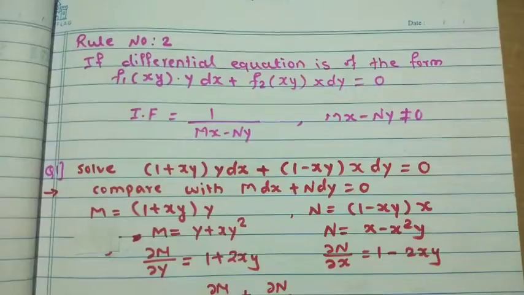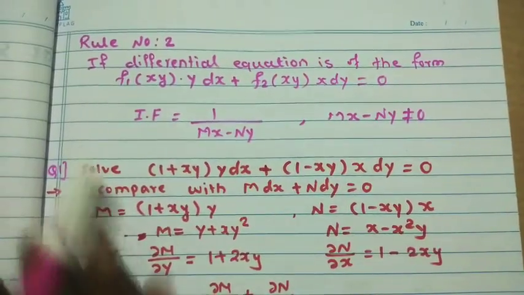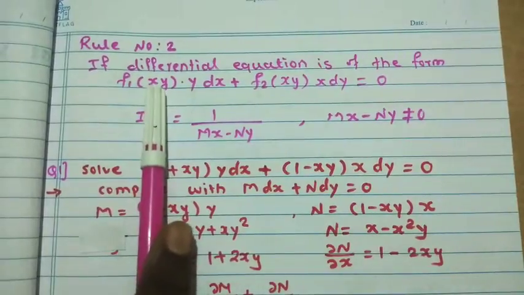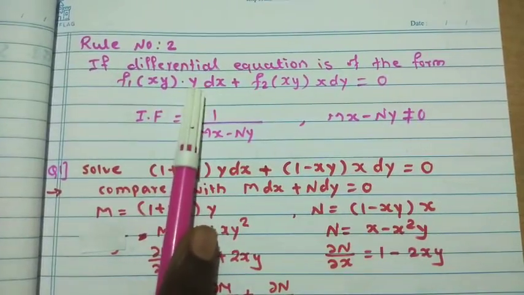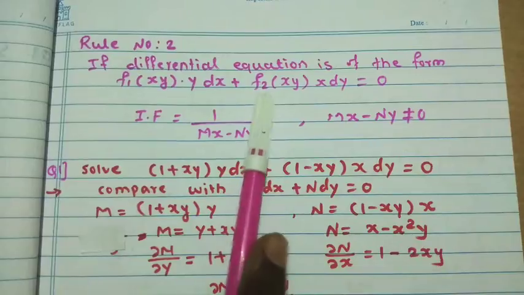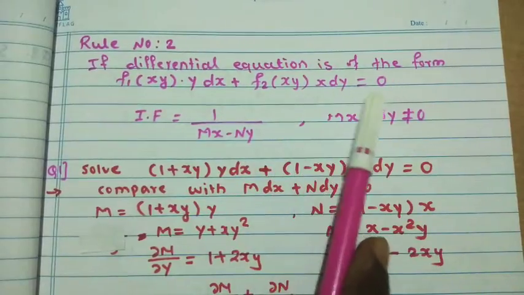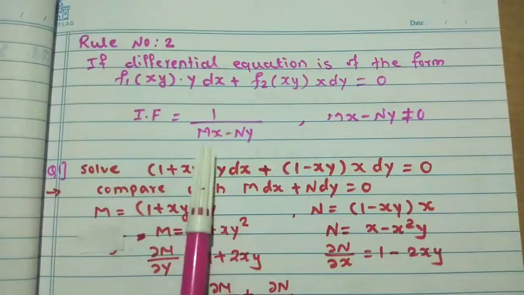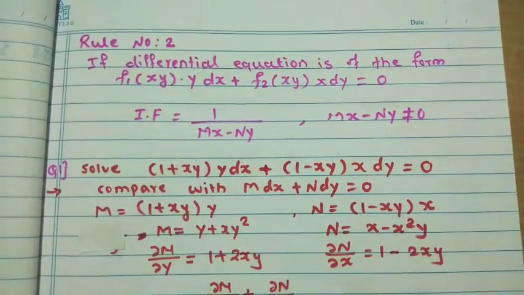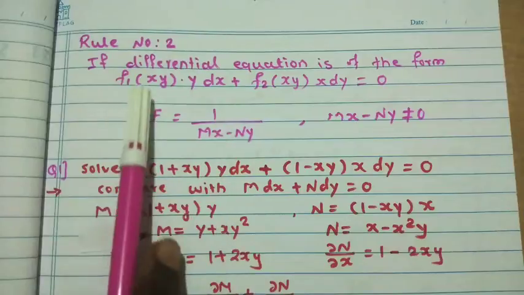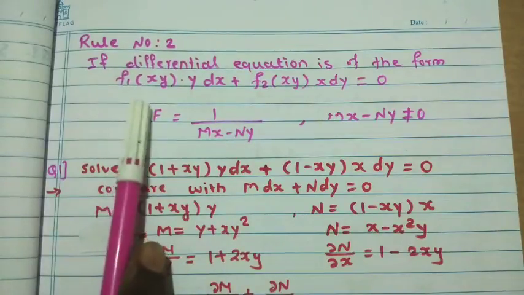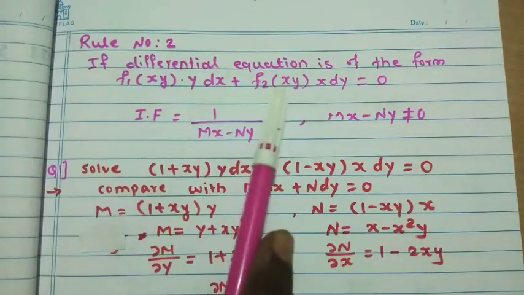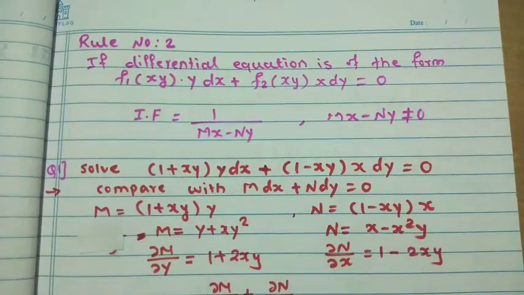Now come to rule number 2. If the differential equation is of the form f1 of xy into y dx plus f2 of xy into x dy equal to 0, then the integrating factor is 1 upon Mx minus Ny. So this is the integrating factor when we have a differential equation of this form, f1 of xy into y dx plus f2 of xy into x dy equal to 0.